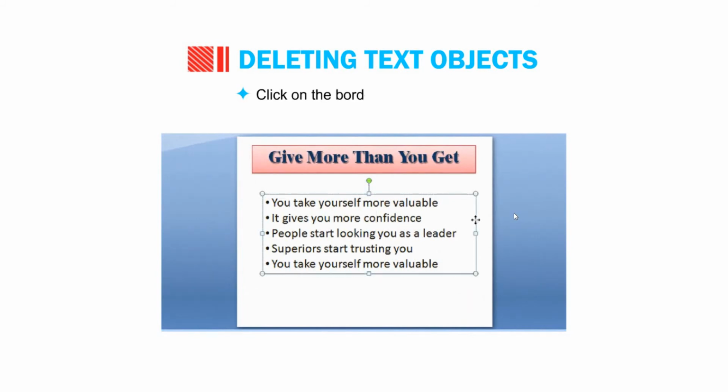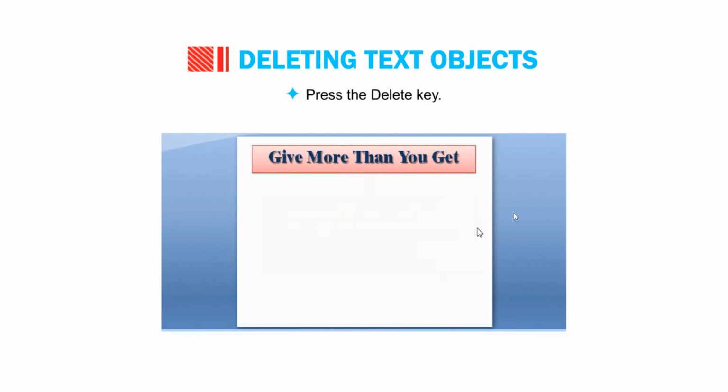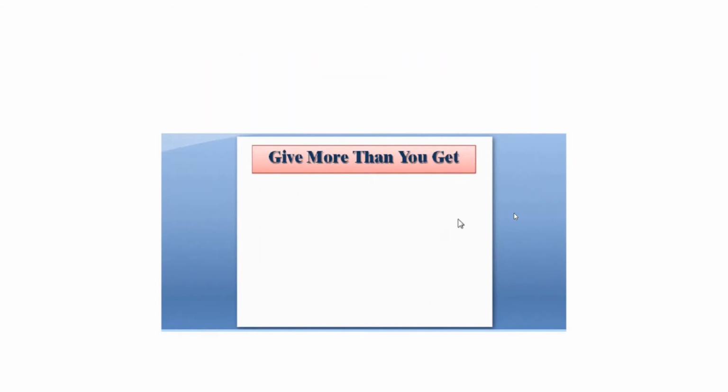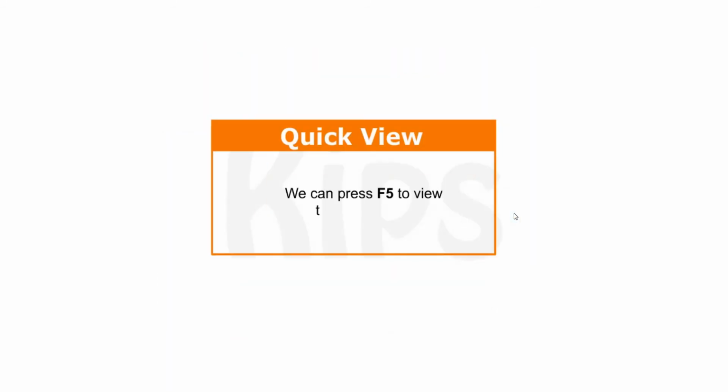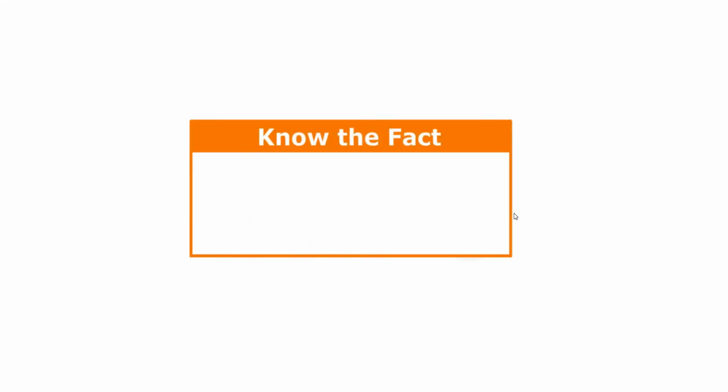Click on the border of the text object. The border will change from dash to line. Press the delete key. The existing text will be deleted. Press F5 to view the slideshow. Now share a fact with you. Always remember that while working with objects, we should be in normal view.